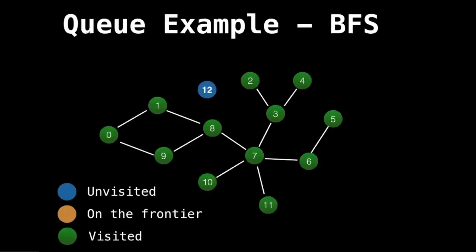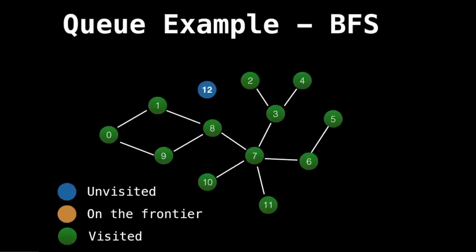And now we're done our breadth-first search because we no longer have any elements on the frontier. Notice that there's 12 that is still unvisited because 12 is a loner node on an island all by itself, so we're not able to reach it via breadth-first search, which is fine.